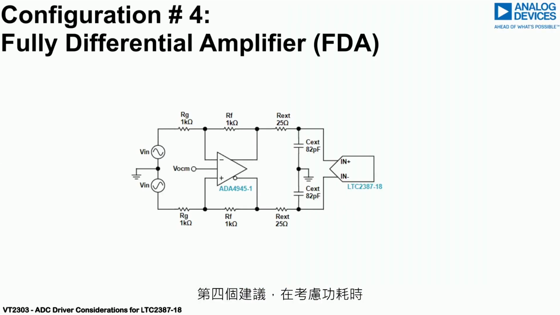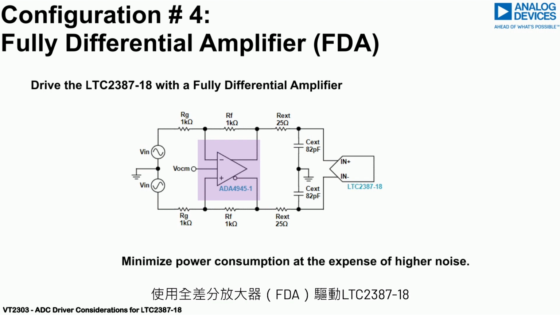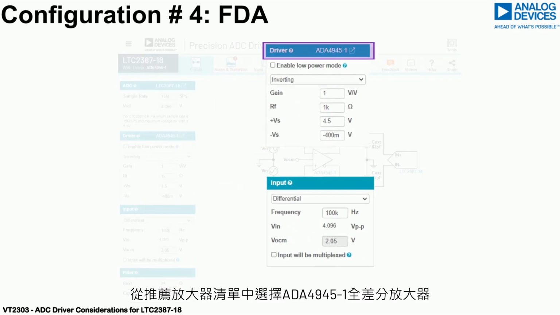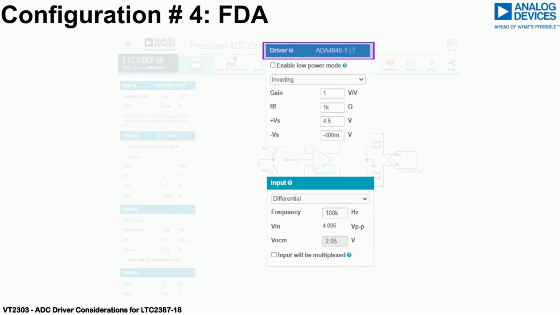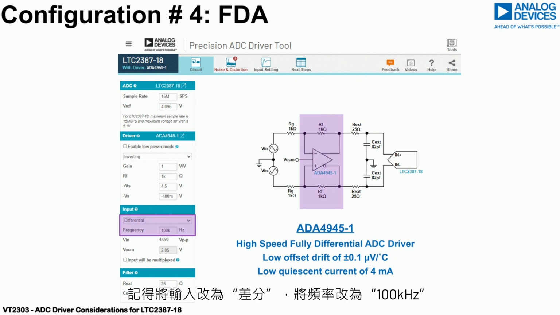The fourth recommendation is to use a fully differential amplifier, FDA, to drive the LTC2387-18 when power consumption is a concern. Select the ADA4945-1 fully differential amplifier from the list of recommended amplifiers, and set the input as differential. The ADA4945-1 has a quiescent current of just 4 milliamps. Remember to change the input to differential and the frequency to 100 kHz.